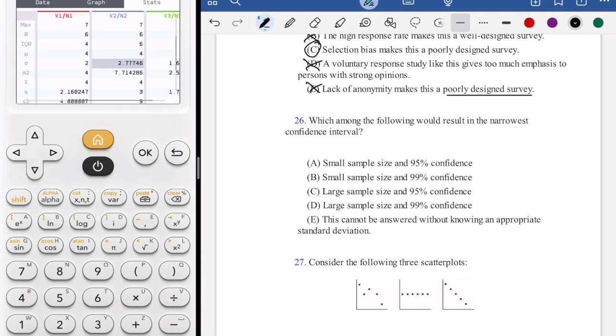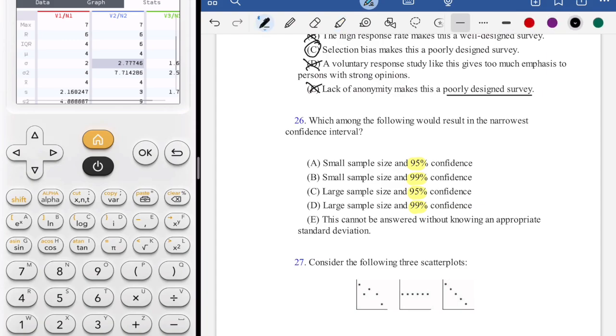26. Which among the following would result in the narrowest confidence interval? Right. So, small sample size and 95%. Well, focusing on the confidence levels, we know that the larger the confidence level is, the wider the interval. So you could just eliminate the ones with the larger confidence levels, right? Because those are going to be the widest.